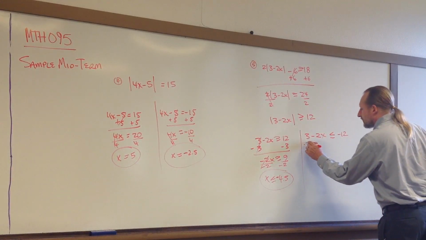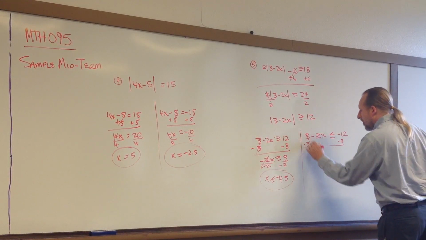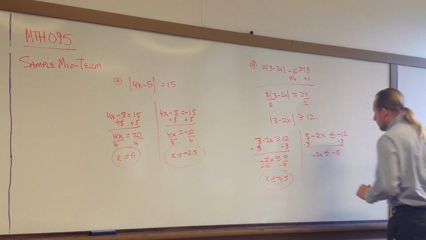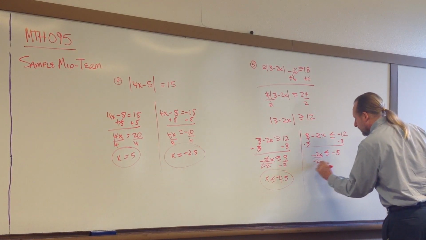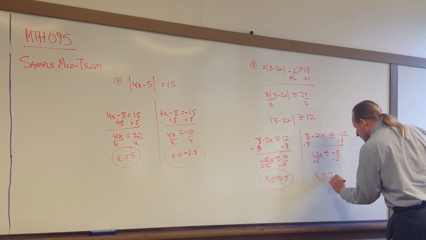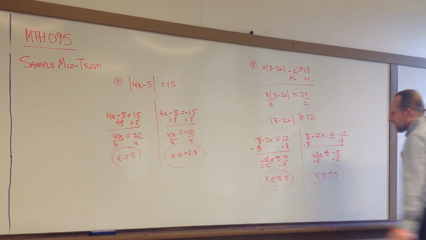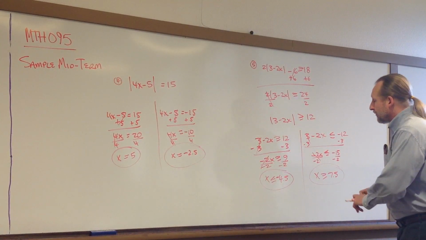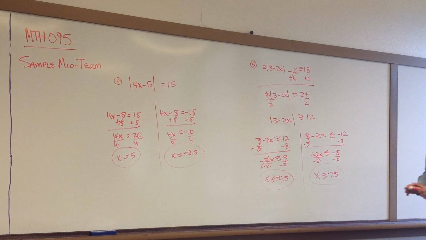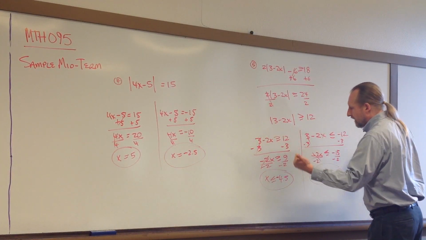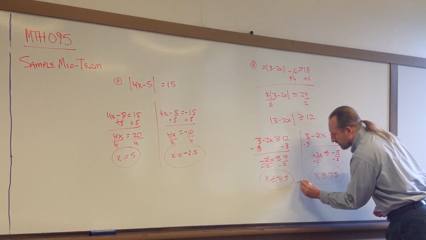Let's do the same thing here. Negative 15, divide by negative 2, x greater than or equal to positive 7.5. Now if you look at this, if you were to graph these, you can see they are going off in opposite directions. This is an OR statement.